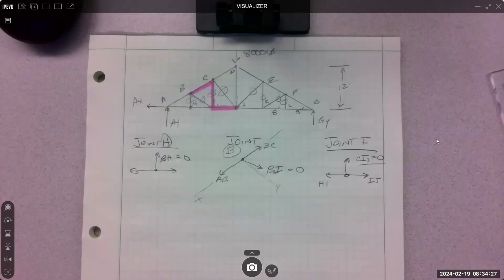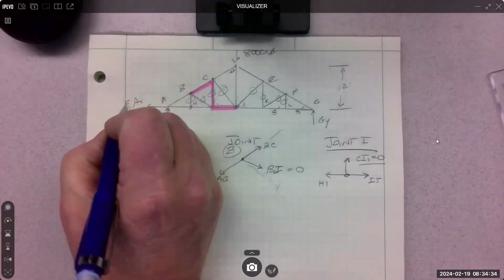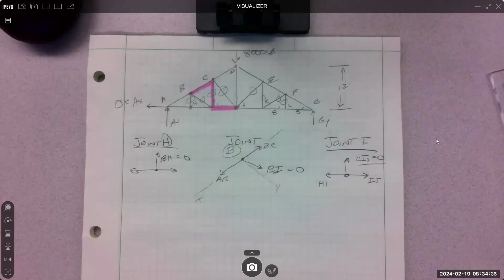All right, which reactions did you use? AX maybe, AY? AX is equal to 0, is that true? No X forces going on, so AX equals 0. And how much is AY?